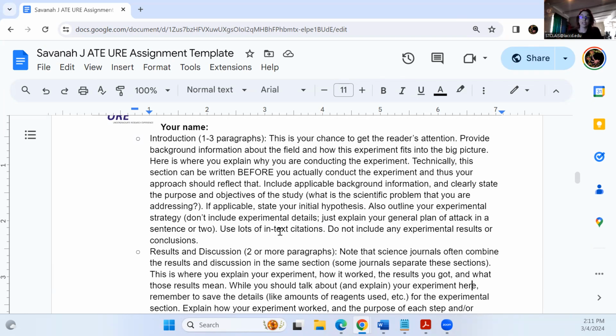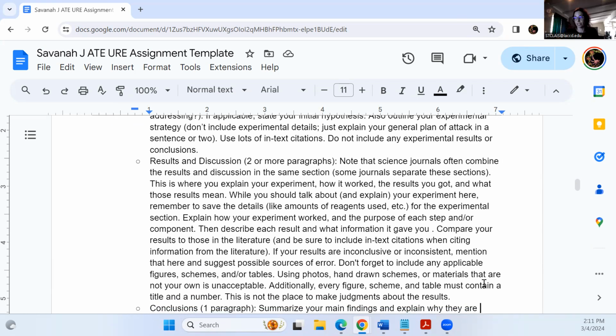So here you can give your experimental strategy, just a brief description of what the experiment is, but you don't want to give too many details because those details belong in the materials and methods or experimental section. Usually in the introduction, you're going to use a lot of citations. That means you're going to cite a lot of articles, but don't include any results or conclusions here. Those are going to go in results and conclusions.